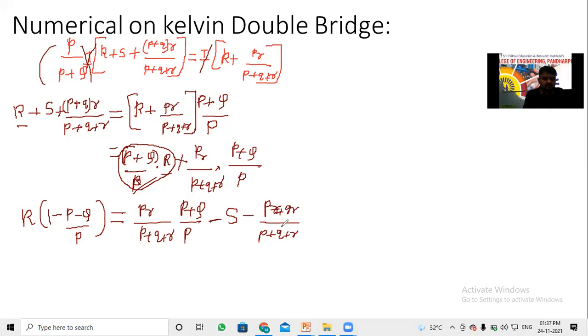We can write it like this: PR minus QR in that term. This complete term we have kept here only. Now when we are splitting this one, again it will be minus. Next, what is the LCM here? It is P. This equation we can write like this: P minus Q divided by P.